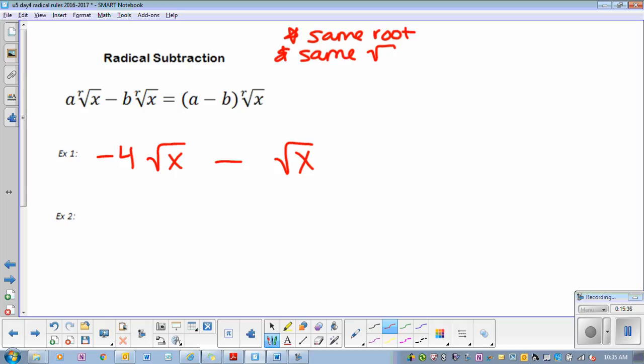What if we had, let's do this. So, they're both square root of x, right? Now subtract the outside numbers. What do you get? It's negative 4 minus 3. Negative 7, yeah.